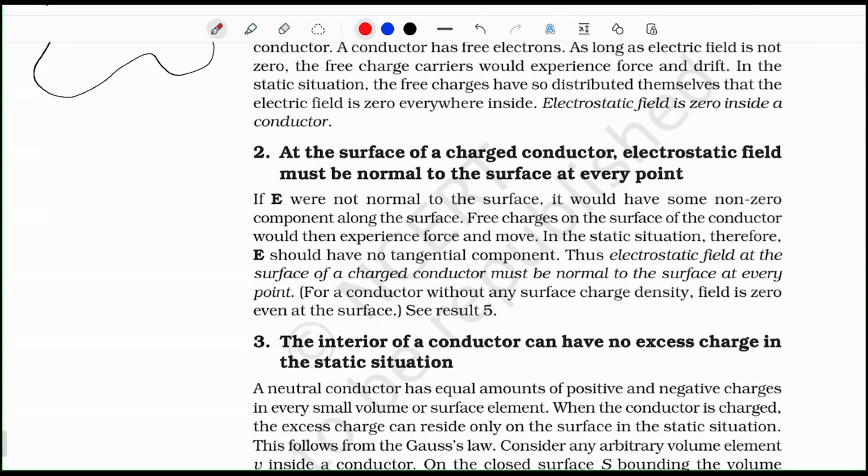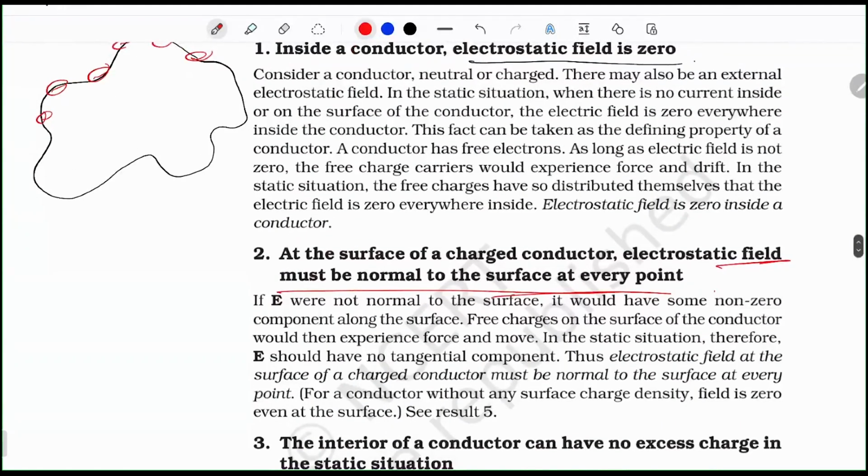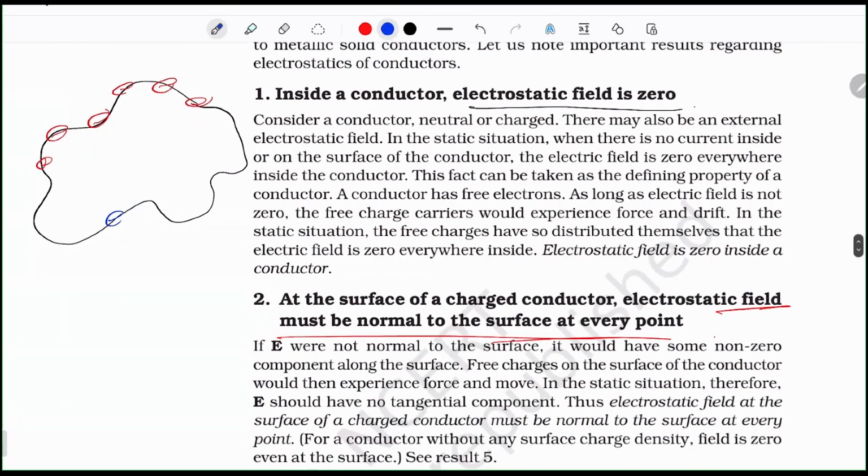The second point is that at the surface of a charged conductor, the electrostatic field must be normal to the surface at every point. Remember in the last session, we discussed why the electric field should be normal to the equipotential surfaces. It's a very similar argument in this case. Let us say that on the surface of a conductor, the electric field had a tangential component as well as a normal component. Then this tangential component would push these electrons around. And because they are free, these electrons will move.